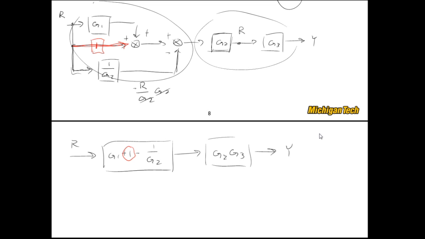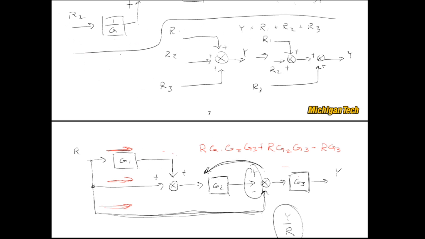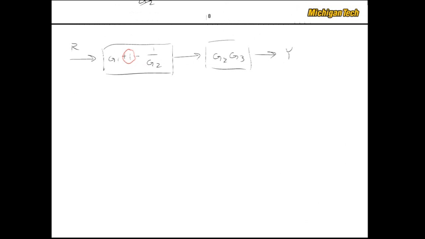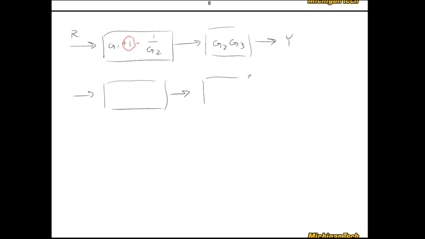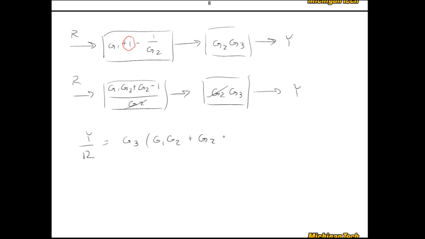Okay, and we'll do just a little bit more simplifying, and we'll be done. We'll have our closed loop transfer function. What I'm going to do is I'm going to take each of these blocks and write them as functions where I have a common denominator. So here I get G1 G2 plus G2 minus 1 over G2. And here I can leave these as G2, G3. I have these two blocks in series. I could write them down and cancel things out, but I can see right now that I can cancel that out. And so my closed loop transfer function is then G3 times the quantity G1 G2 plus G2 minus 1.